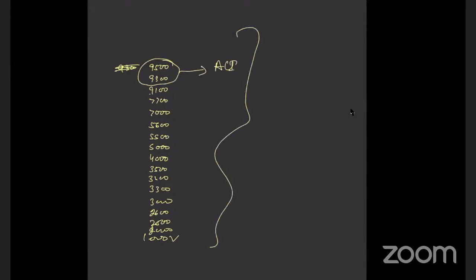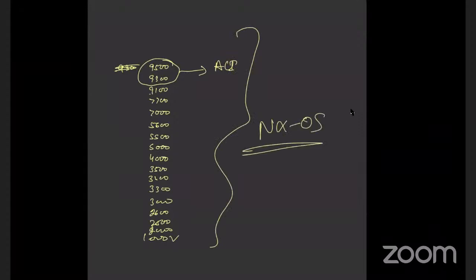Then you will have a lot of models in every series, but only these two series support ACI. Rest all the series support NX-OS only. So ACI plus NX-OS is only for these two series at the top. Thank you.